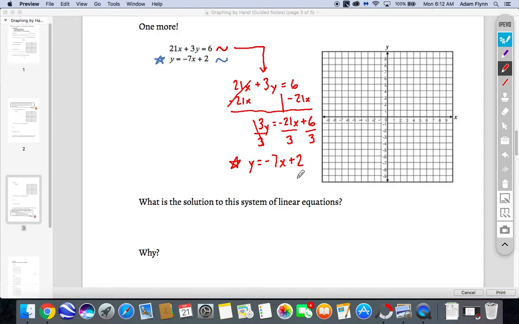So let's graph these lines. Because I have my red pen, I will start with this red line. So y-intercept is going to be this last number here. It's plus 2. So on the y-axis, I'll go to positive 2, make my first point.